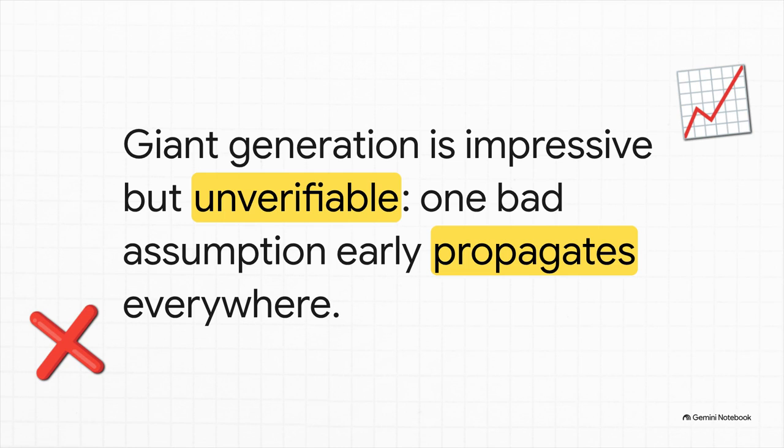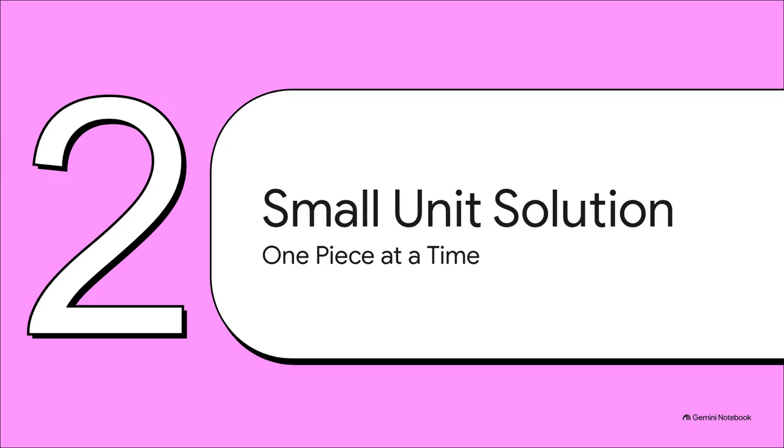So instead of saving time, you end up getting dragged into what Triona calls a tangled blob debugging spiral. You're stuck spending hours untangling a massive mess that you didn't even write in the first place. Moving on to section 2, the small unit solution. Verifiable code, one piece at a time.